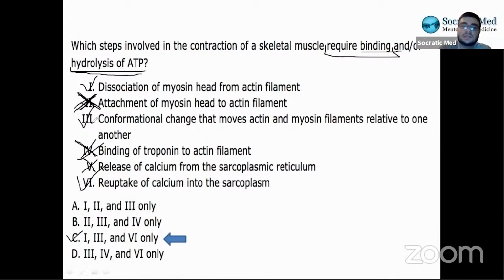3's correct because, again, you can't have the power stroke without hydrolysis, because you need detachment of inorganic phosphate in order to continue with the power stroke, but the only way to get inorganic phosphate is to hydrolyze ATP, right?